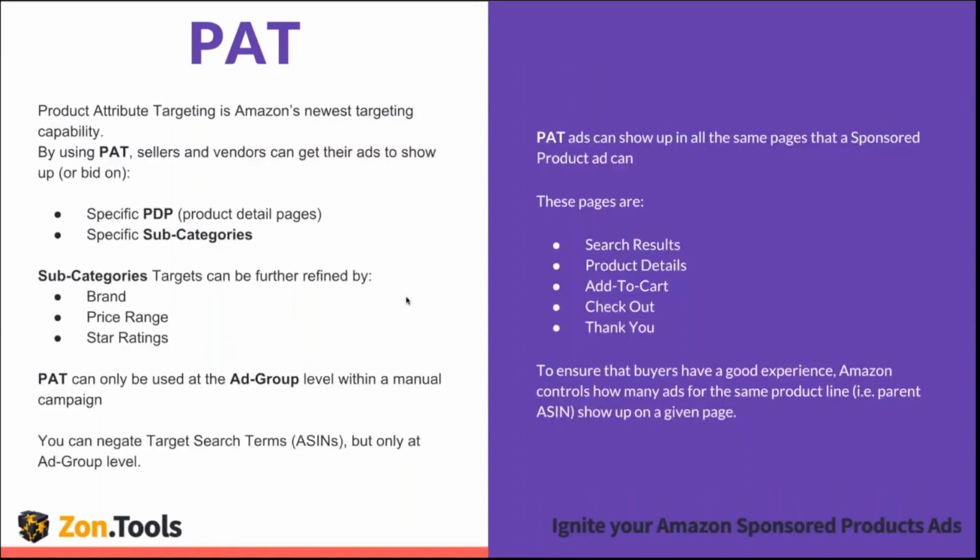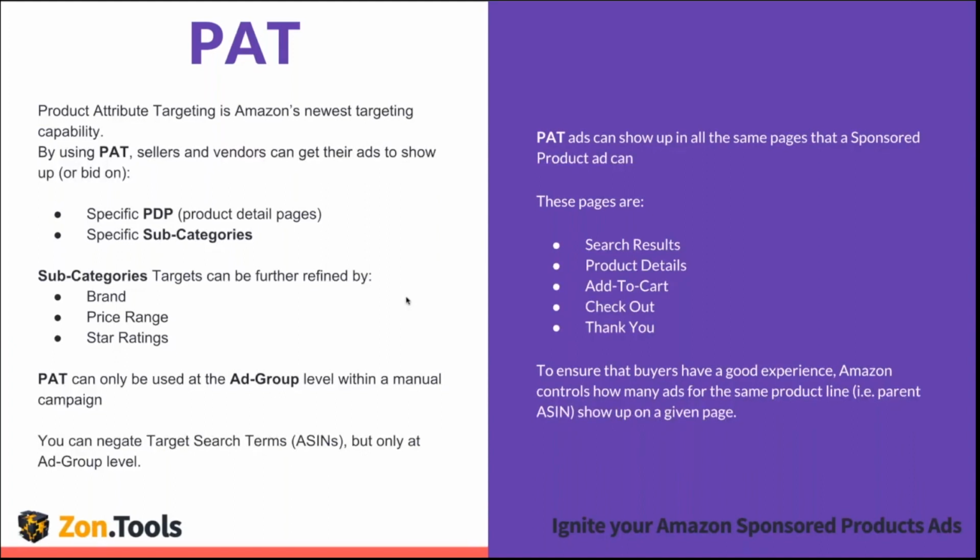This is Amazon's newest targeting capability. So Amazon used to have this for themselves and in a limited way for us in the auto campaign. Now they open almost full control for every seller. By using PAT, as sellers and vendors, we can get our ad to show and bid on specific PDP, which are product detail pages, specific listings of your competitors or your own listing, and specific subcategories.